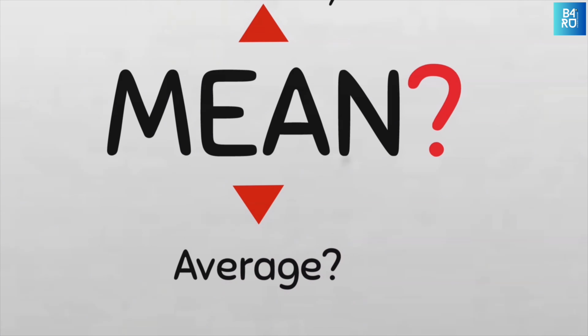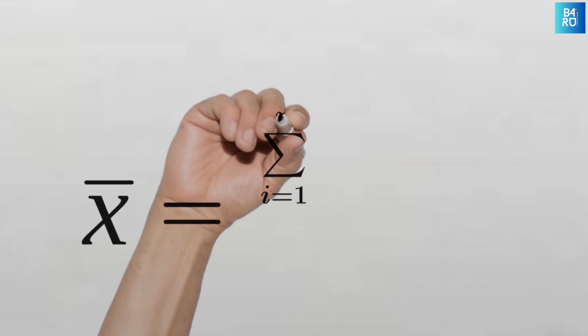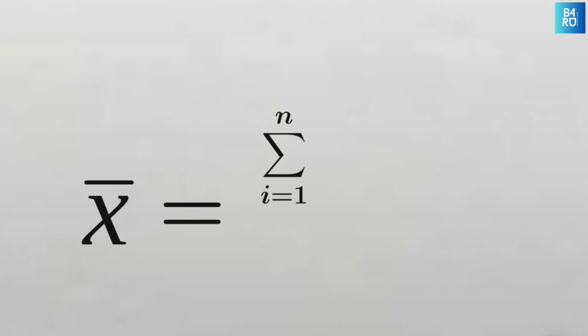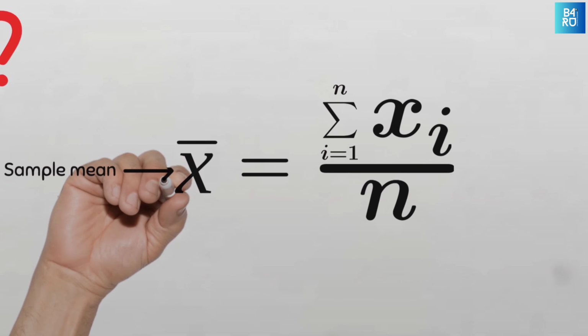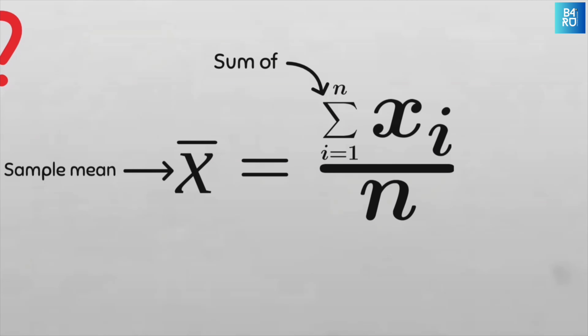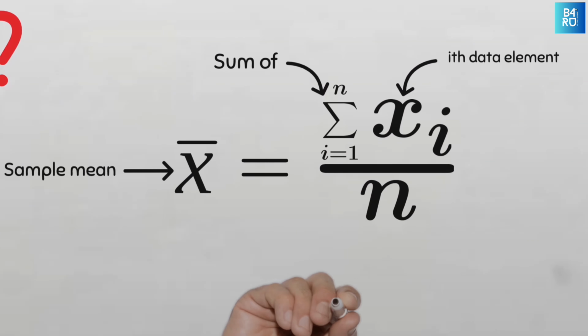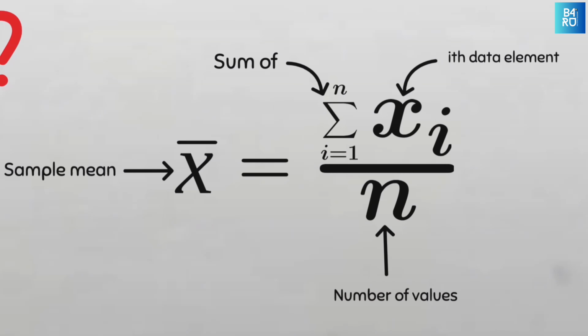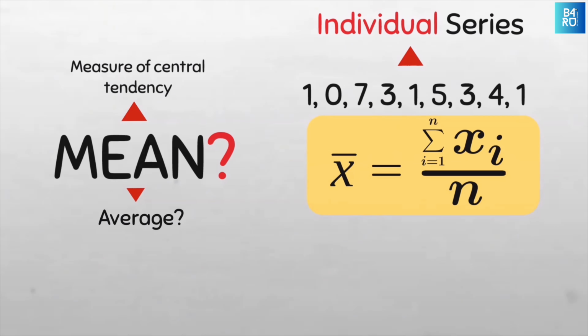The mean of an individual series is given by the formula: x bar is equal to the sum of the values in the dataset from the first value to the nth value, or the last value, of x, divided by n. Here, x bar represents the mean of the sample. Sigma i equals 1 to n is the sum of all the values from the first to the last. x sub i is the index dataset value and n is the number of values or the size of the sample. So let us use this formula to find the mean of our dataset of the 9 children.